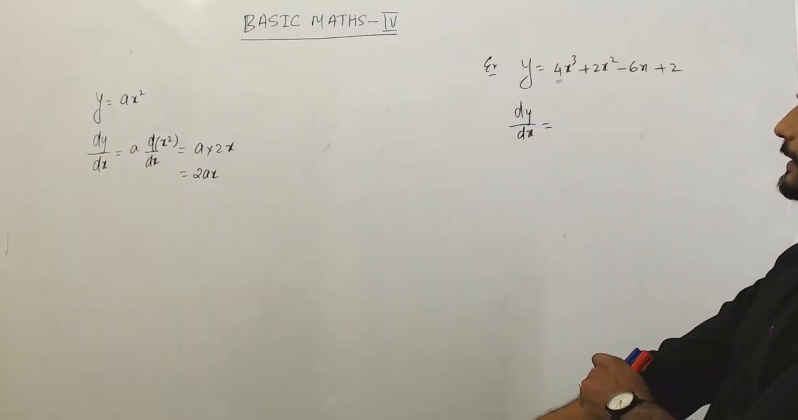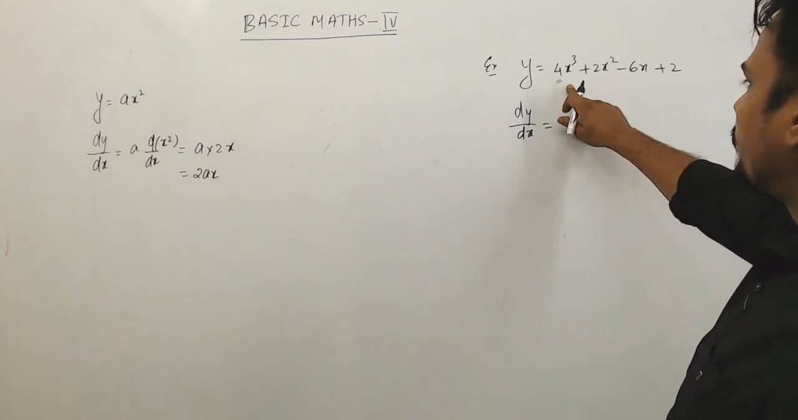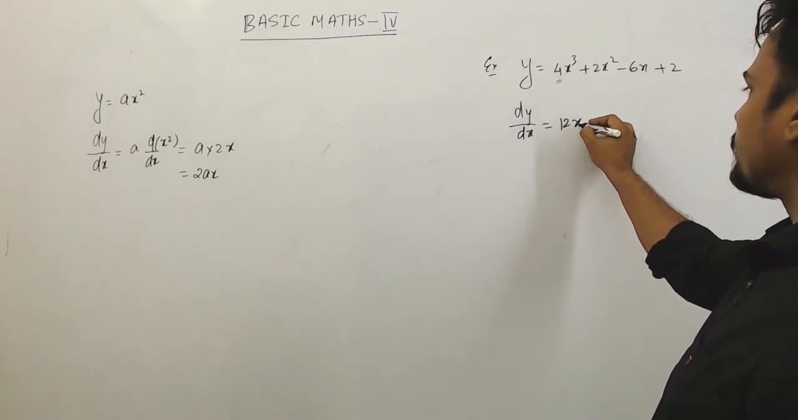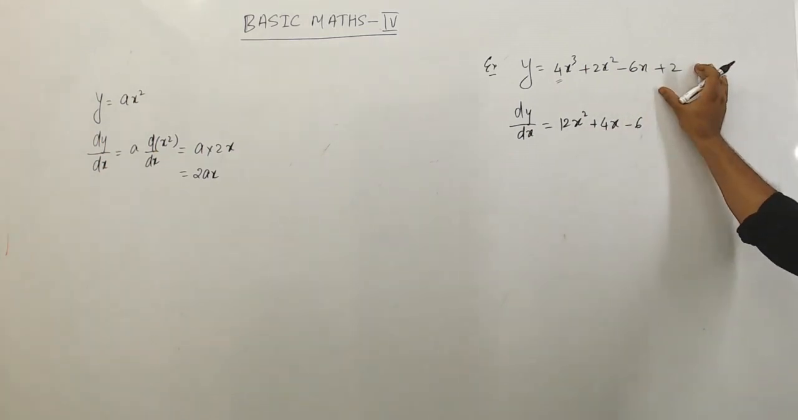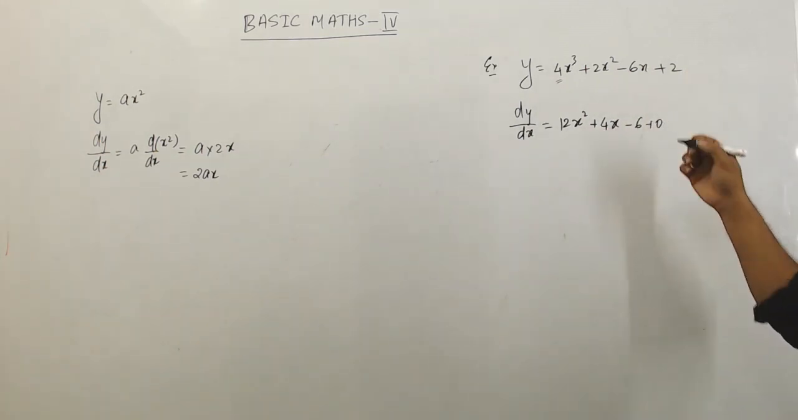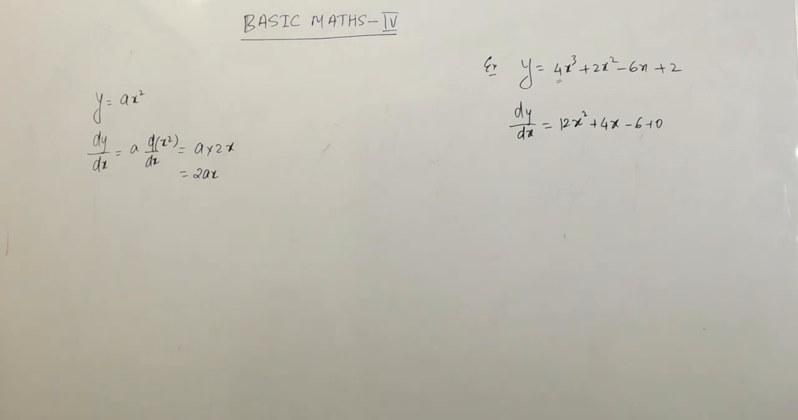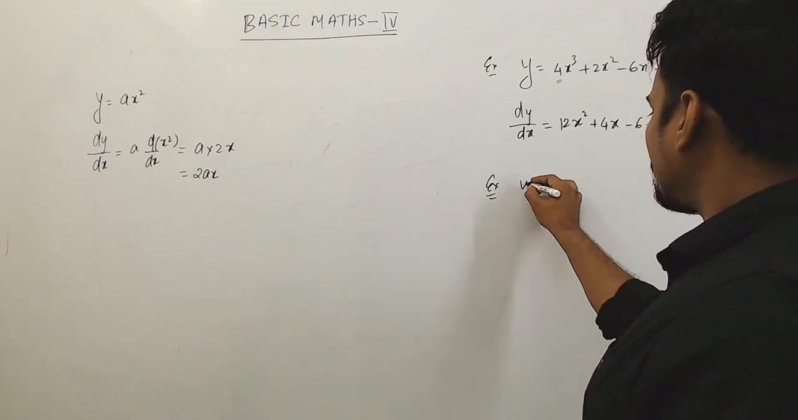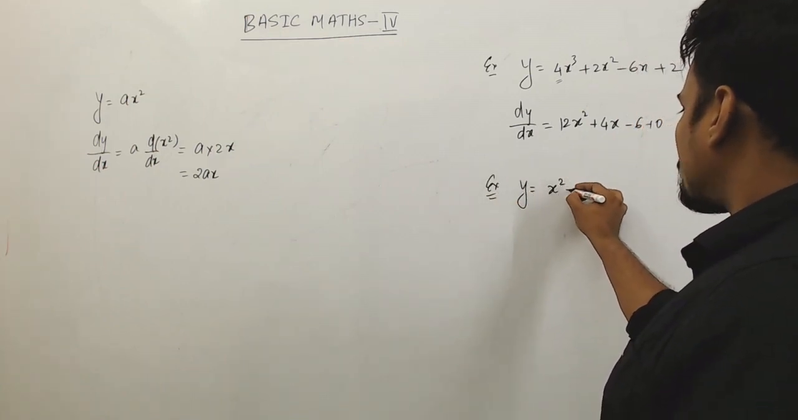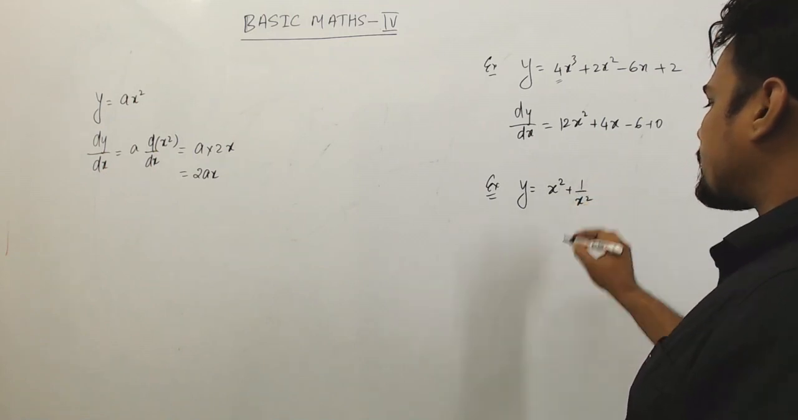Following that, how much am I going to have? 4 times 3, 12x squared, plus 4 times x minus 6, and this being a constant should be 0. Yep, all good. Now, likewise, maybe we can look at one more example just to help you understand. Let's suppose I have y is equal to x squared plus 1 upon x squared.